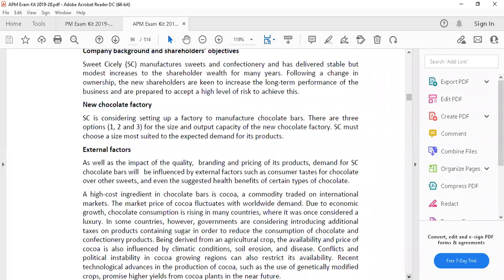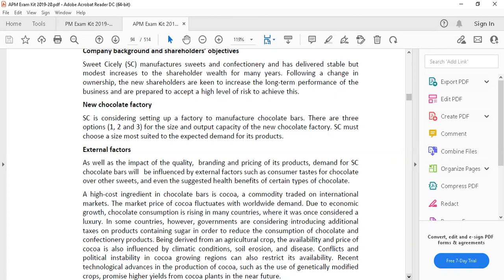Sweet Cicely manufactures sweets and confectionery and has delivered stable but modest increases to the shareholder wealth for many years. Following a change in ownership, the new shareholders are keen to increase the long-term performance of the business and are prepared to accept a high level of risk to achieve this. SC is considering setting up a factory to manufacture chocolate bars. There are three options, 1, 2, and 3 for the size and output capacity of the new chocolate factory. SC must choose a size most suited to the expected demand for its products. There are external factors as well as the impact of the quality, branding, and pricing of its products.